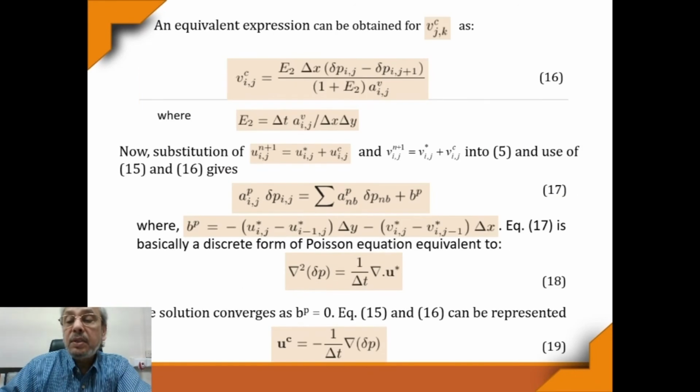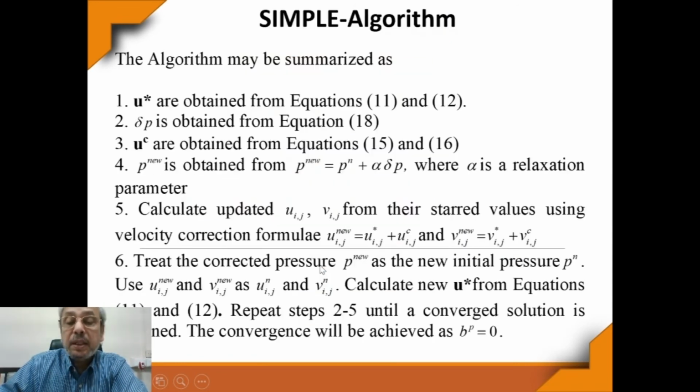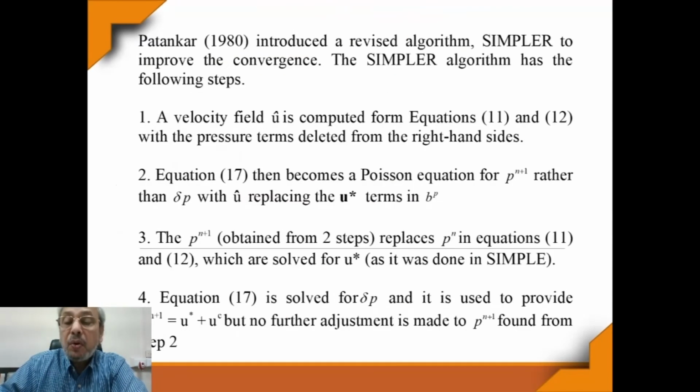This U hat, you are feeding these U's in equation 17, or 18 you can say, really not 17, effectively it is equation 18. And when you get the final solution, you are not solving for delta p, but p at the n plus 1th level.